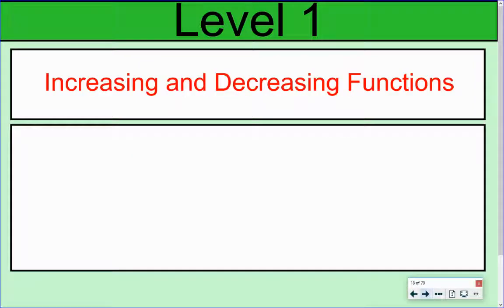Okay, so how are we going to use that? First, increasing and decreasing functions.